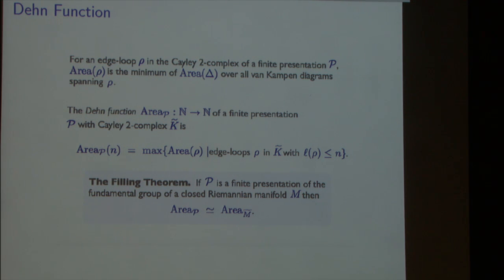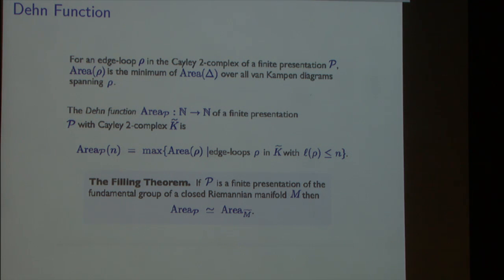Okay, so now what is a Dehn function? Again, one of the characterizations of the word problem in a group is the Dehn function. So take a loop in the Cayley complex of a finite presentation P. The area of this loop is the minimum area of van Kampen diagrams which span this loop. So the area of a loop or area of a word, as we defined it already, is the minimal area of the minimal van Kampen diagram corresponding to this word, right?